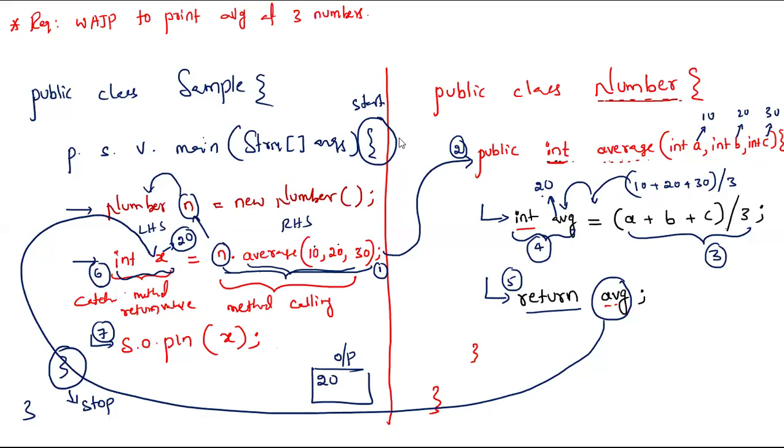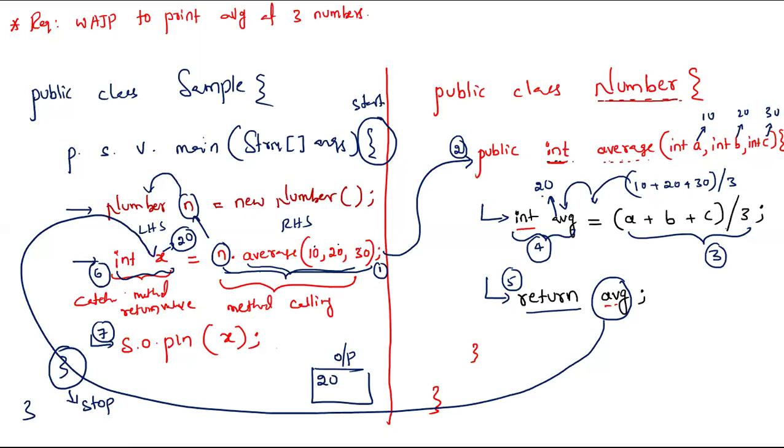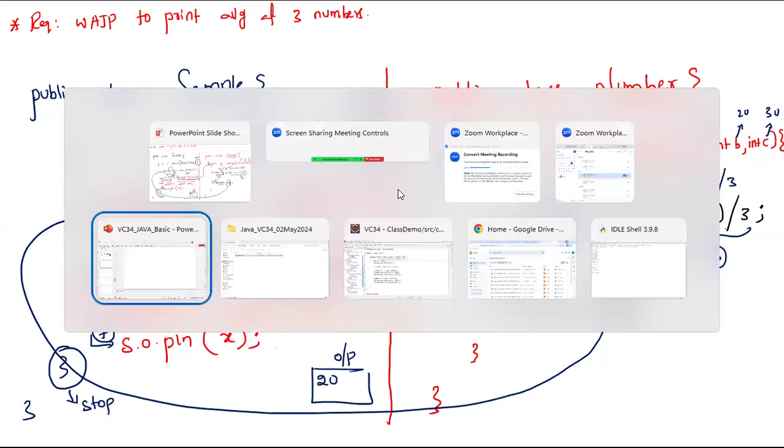Now we will execute the same two discussed programs for you to understand even through Eclipse also. First, I'll be executing this area of a square, then followed by the next program, I will be executing this average of three numbers. So for that, I'm moving to Eclipse.